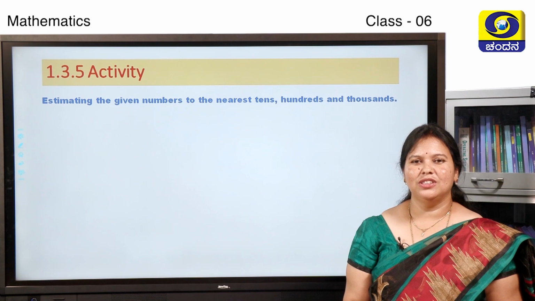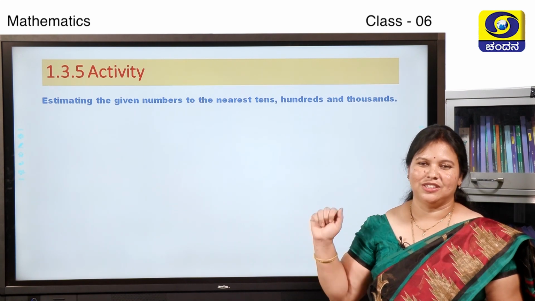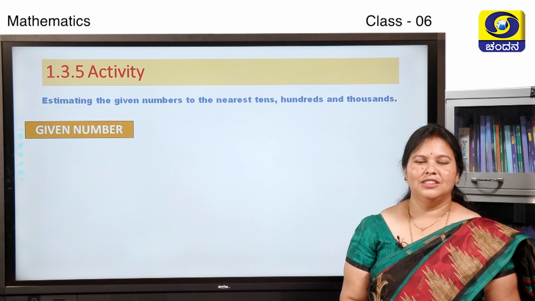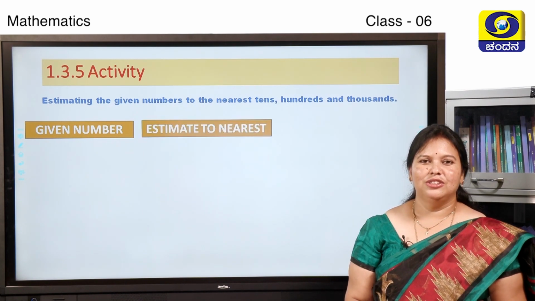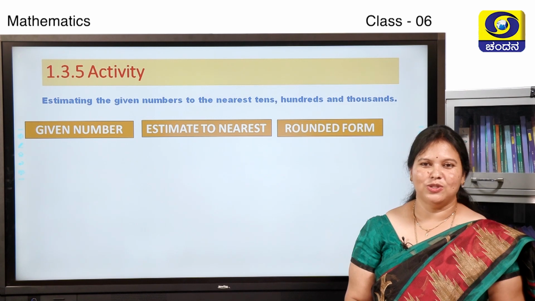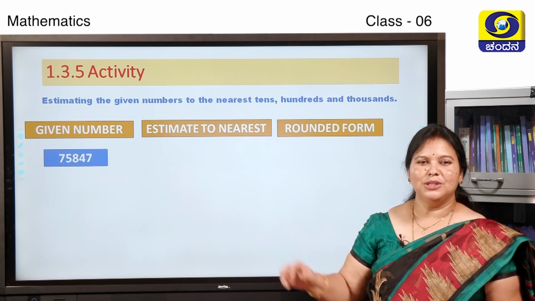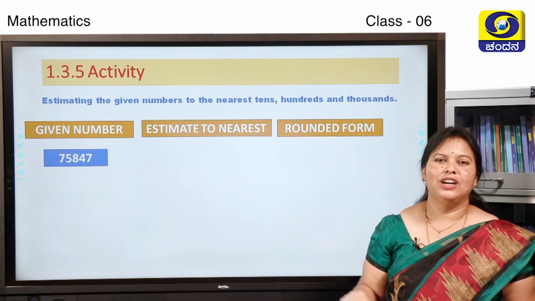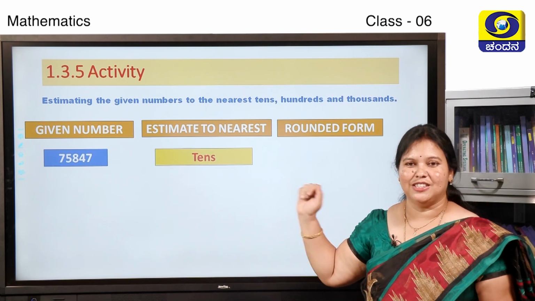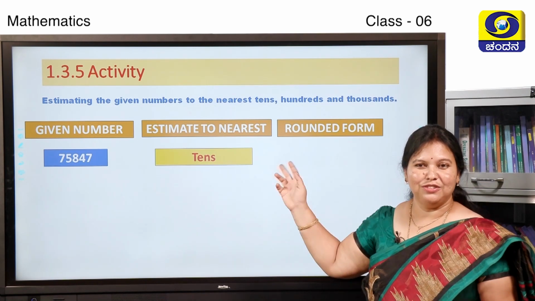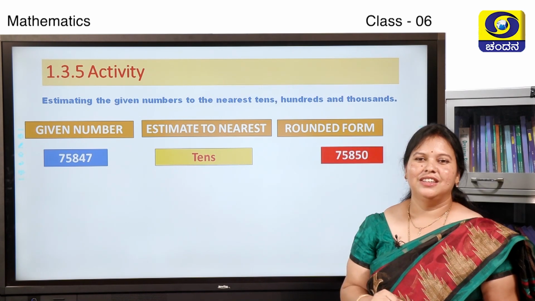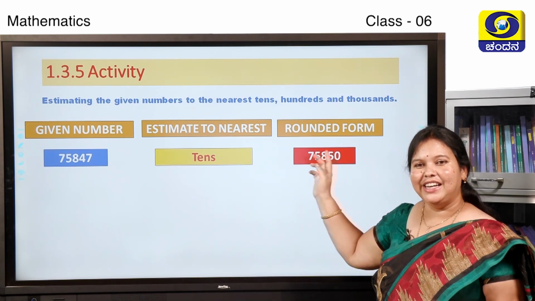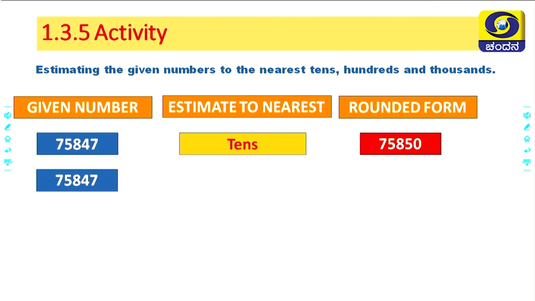Estimating the given numbers to the nearest tens, hundreds and thousands. Here you have to estimate the given number to the nearest tens, hundreds and thousands. The number given is 75,847. So, you have to estimate to the nearest tens. What would be the rounded form? Yes, it is 75,850.